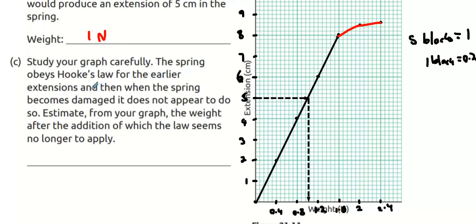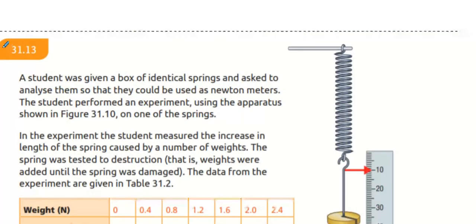Study your graph carefully. The spring balance obeys Hooke's law for the earlier extensions, and then when the spring becomes damaged, it will not appear to do so. Estimate from your graph the weight after the addition of which the law seems no longer to apply. Well, I think it started here, and if we go straight down, I think it's 1.6 newtons. Anything after that, it doesn't seem to obey Hooke's law.